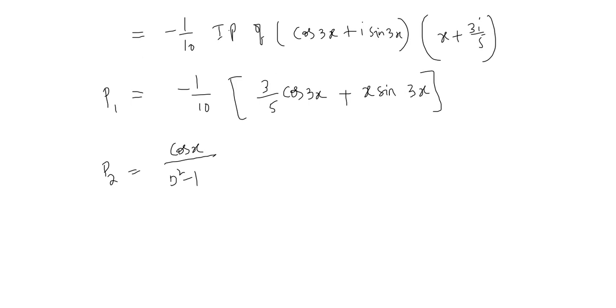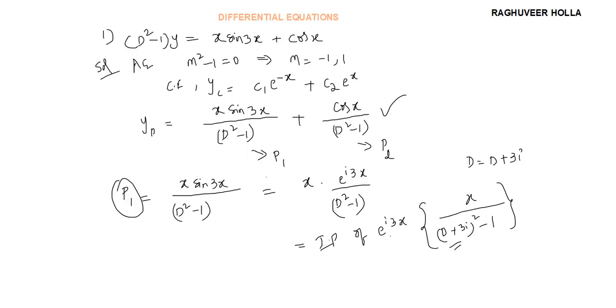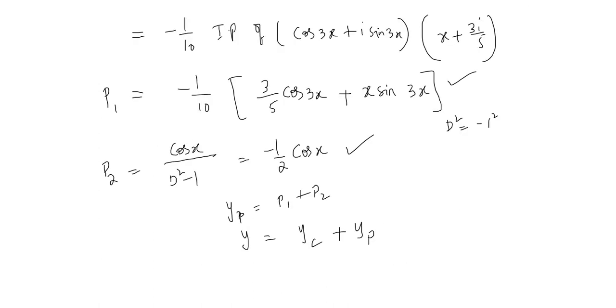Now if I substitute D square as minus 1 square, so that would be minus 1 by 2, and this is cos x. So we got P1 and P2, P1 being this and P2 being this. So I got yp as P1 plus P2. Now y is equal to yc plus yp. So what we have already calculated, yc being this, and yp being these two, right? So I have put this.